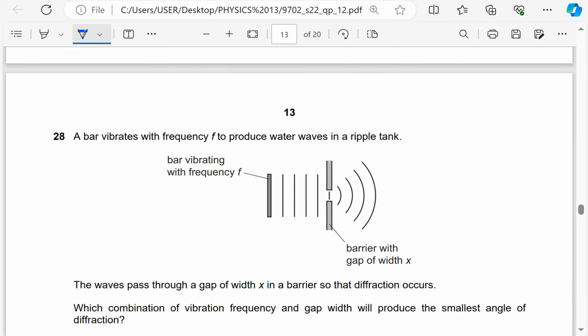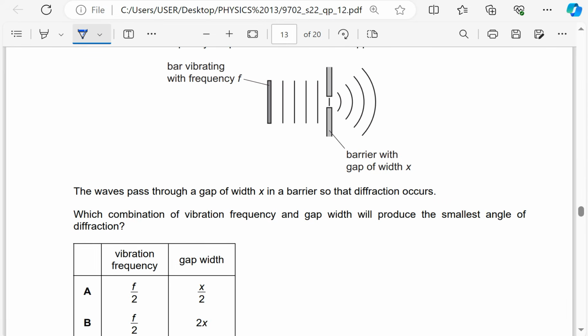A bar vibrates with a frequency f to produce water waves in a ripple tank. The waves pass through a gap of width x in a barrier so that diffraction occurs. Which combination of vibration frequency and gap width will produce the smallest angle of diffraction? Here you notice that the gap is approximately the same as the wavelength.